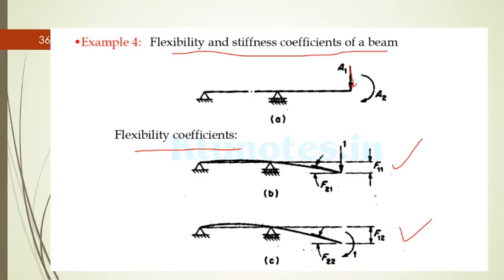In the first case you are applying a vertical load and the corresponding flexibility coefficients F11 and F21. These are the displacements, right, that are noted. And for the second case we apply a unit moment and then the corresponding flexibility coefficients or displacements are F22 and F12.